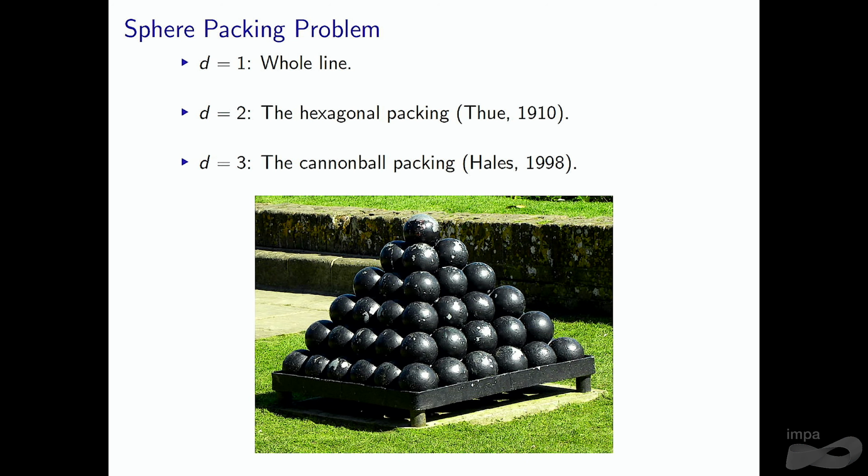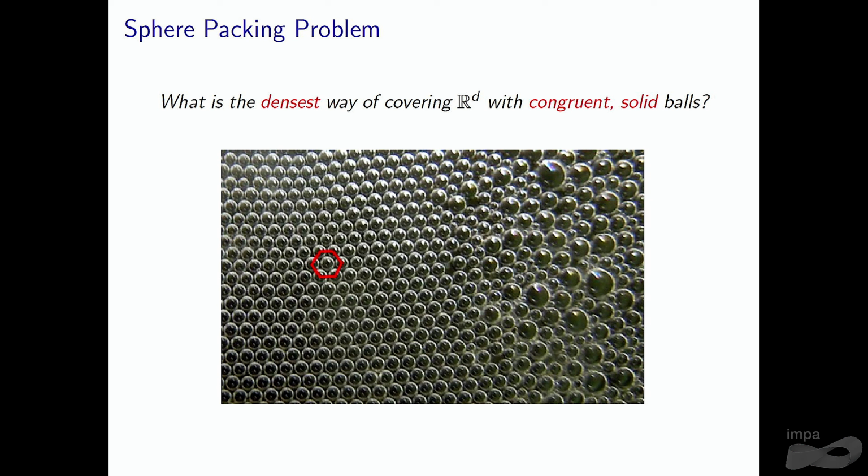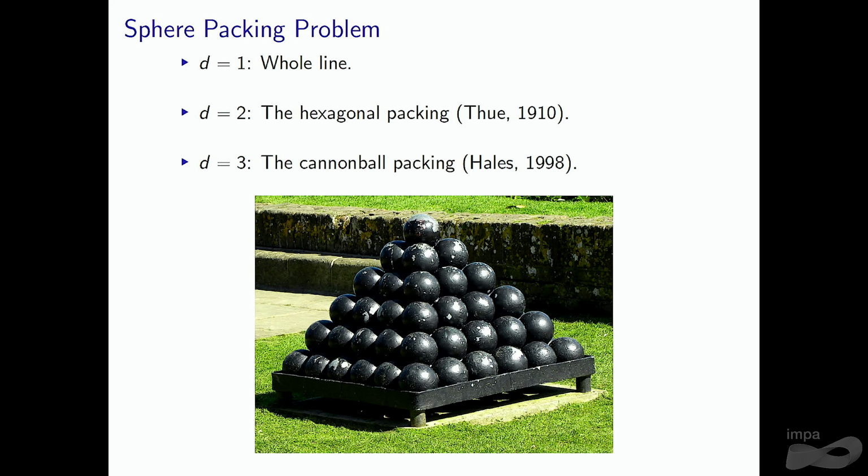For instance, for dimension 1, the problem is trivial because we can cover the whole line with unit intervals. For dimension 2, the densest packing is called the hexagonal packing. It was proved by Thue, and it looks like this packing here on the left-hand side of the picture. And for dimension 3, the best packing is the so-called cannonball packing. It was proved by Hales, and it looks like this picture here, which is the intuitive way of stacking cannonballs, for instance.